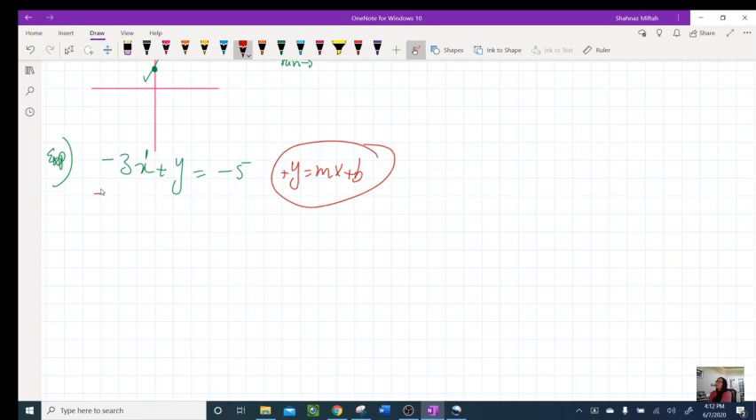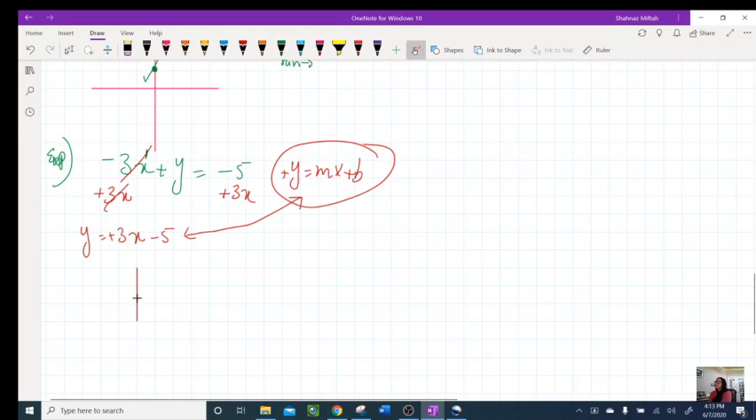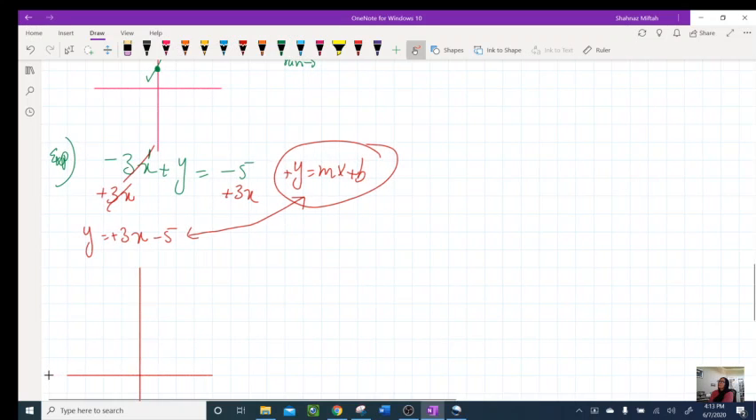So I'm going to add 3x because it's subtracting, opposite operation, add 3x. Cancel, cancel. I got y equals positive 3x minus 5. Do you see now they look exactly the same? y equals mx plus b, and it's a negative b, but it's the same thing. So let's graph them. Now I can easily graph this, okay? So I'm going to go something like that.